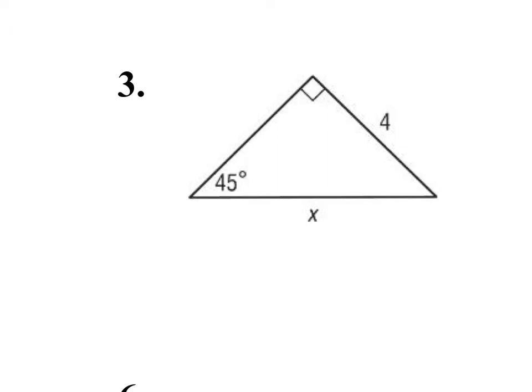Number 4, well, same sort of similar setup. We have our leg that is known. We want our hypotenuse. The orientation is different, but the hypotenuse is still going to be the side that is opposite our 90-degree angle. So my x here, my hypotenuse, is my leg times square root of 2.